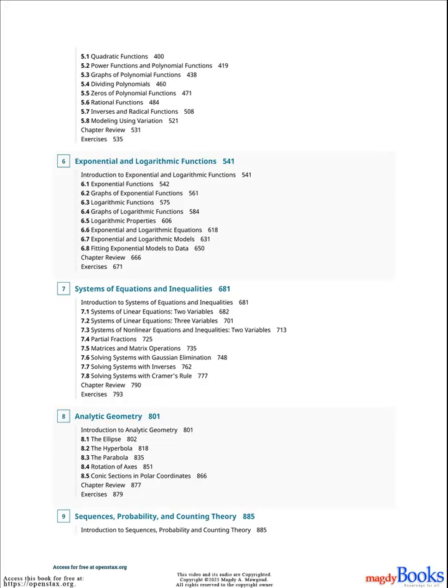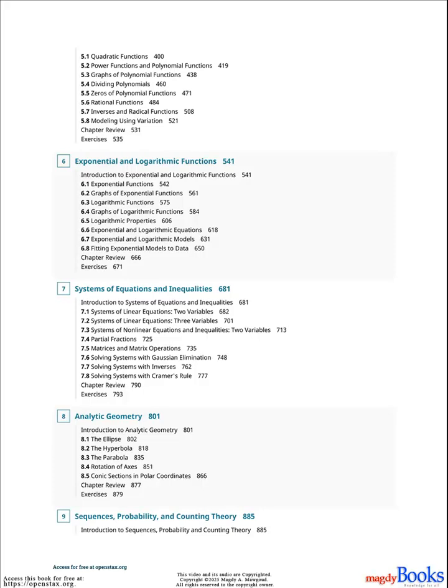Introduction to systems of equations and inequalities. 7.1. Systems of linear equations: 2 variables. 7.2. Systems of linear equations: 3 variables. 7.3. Systems of nonlinear equations and inequalities: 2 variables. 7.4. Partial fractions. 7.5. Matrices and matrix operations. 7.6. Solving systems with Gaussian elimination. 7.7. Solving systems with inverses. 7.8. Solving systems with Cramer's rule. Chapter review. Exercises. 8. Analytic geometry.